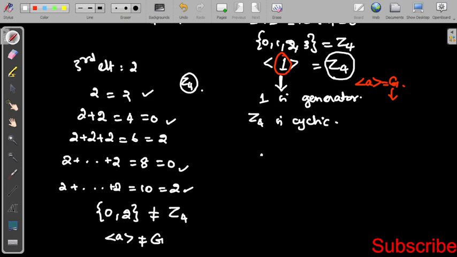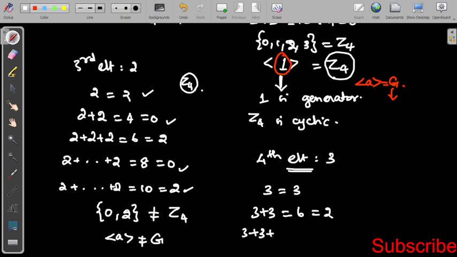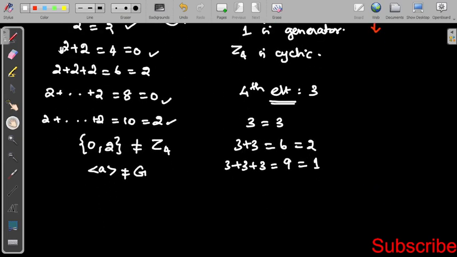Now we can see the fourth element. In Z4 the fourth element is 3. Take 3 one time, 3 two times gives 6, divided by 4 the remainder is 2. Taking 3 three times gives 9, the remainder is 1. Then taking 3 four times gives 12, the remainder is 0.